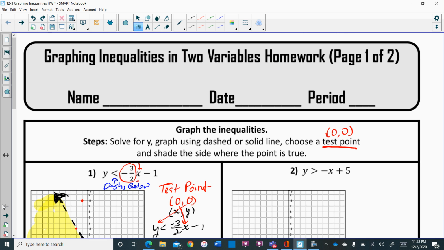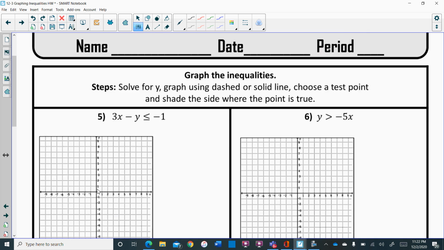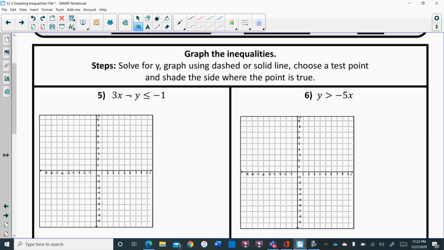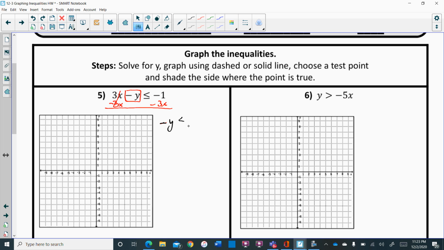Let's talk about 5 real quick. When you solve for y, we're going to box this, and we minus the 3x. I'm going to rewrite it over here to the left. This leaves you with -y is less than or equal to -3x minus 1.